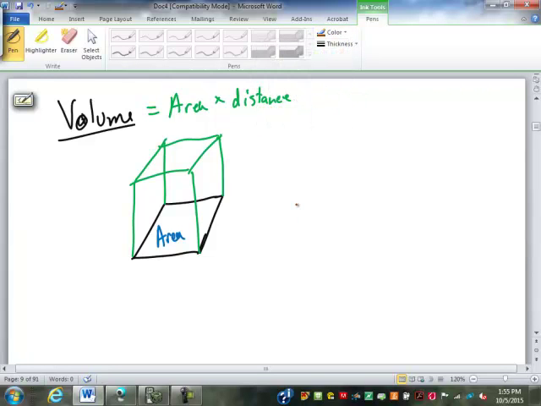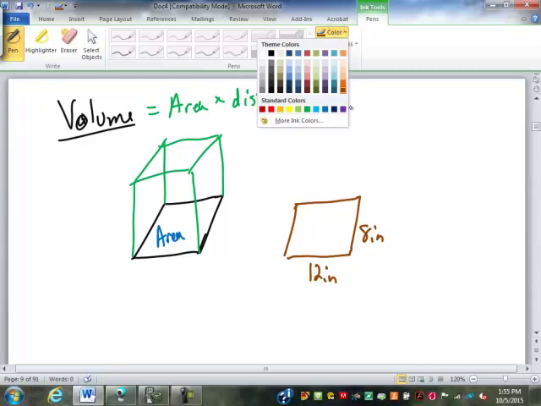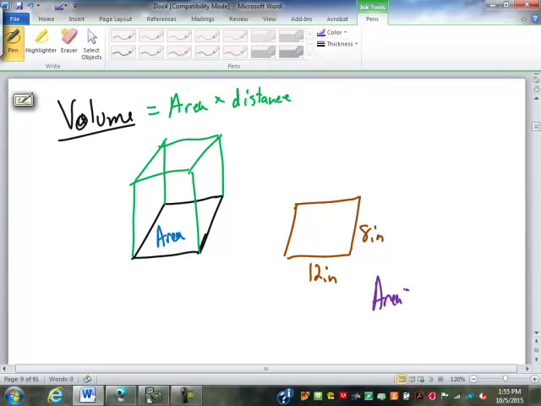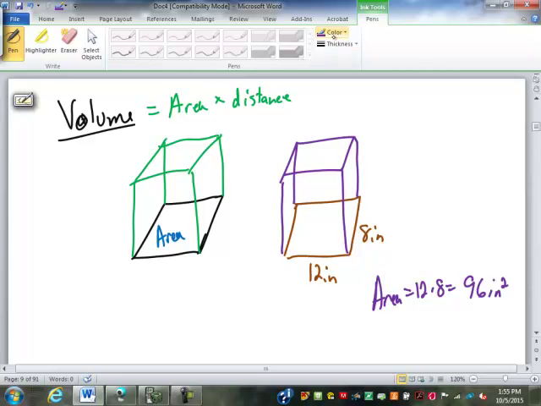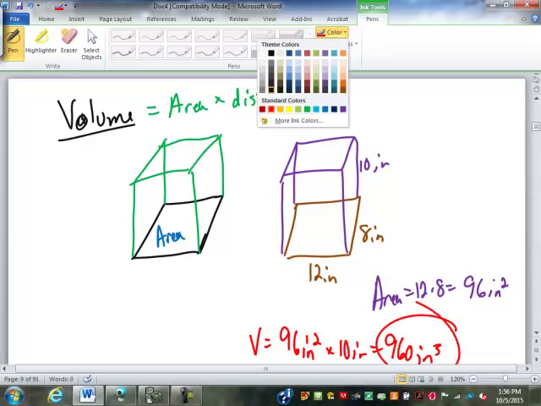So let's say the base of this is 8 inches by 12 inches. What's that area? Yeah, 12 times 8, or 96 square inches. And let's say it gets pulled a distance of 10 inches. So the volume would be 96 square inches of area times 10 inches of distance, or 960 cubic inches. Square inches times inches is inches cubed.